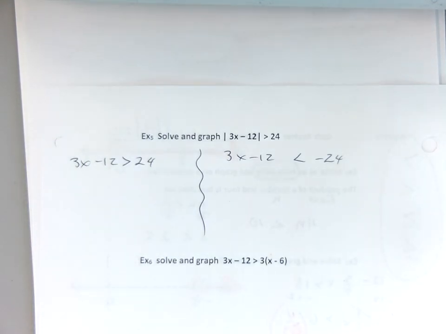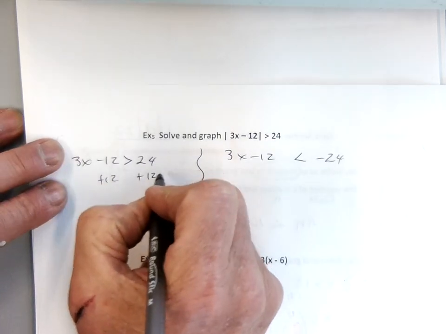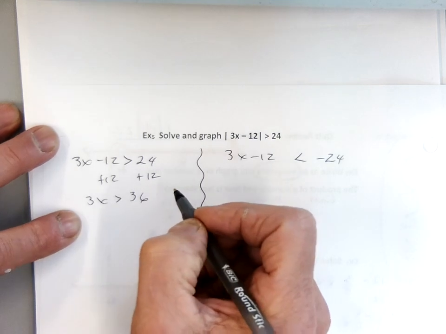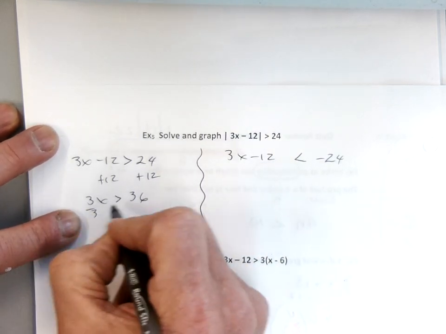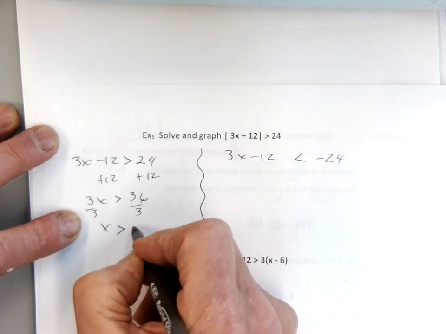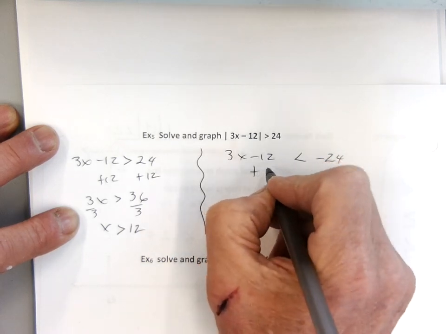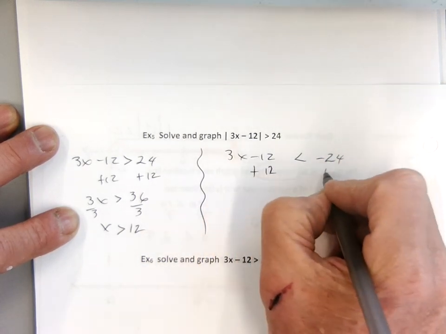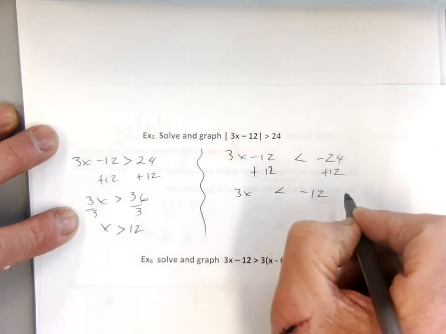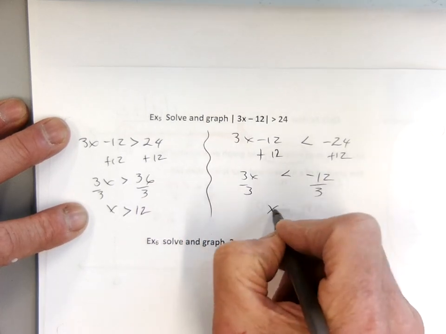We're just going to solve. So I'm going to go, okay, plus 12. 3x is greater than 36. Divide by 3. X is greater than, goes in 12 times, right? First answer. Second answer, plus 12, 3x is less than negative 12. Divide by 3, x is less than negative 4.